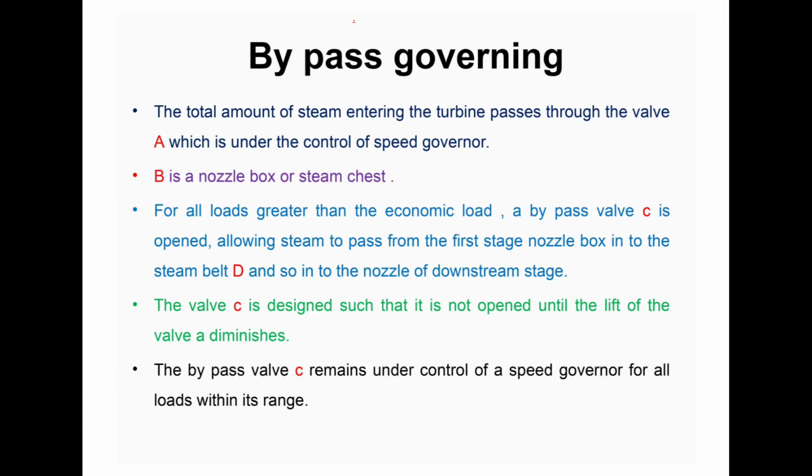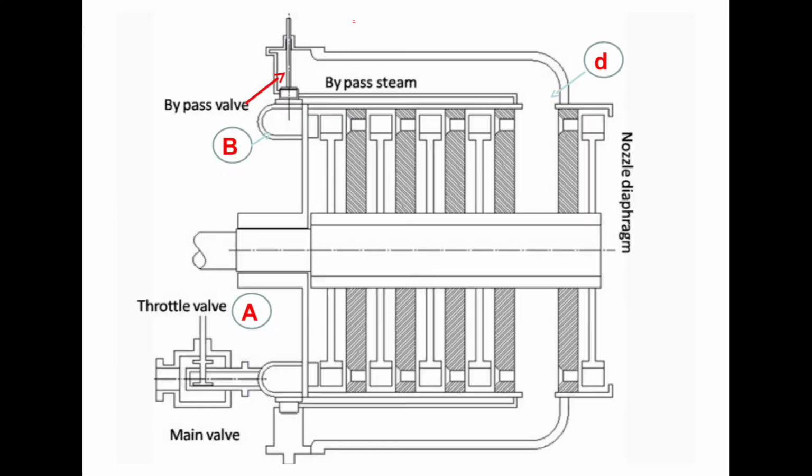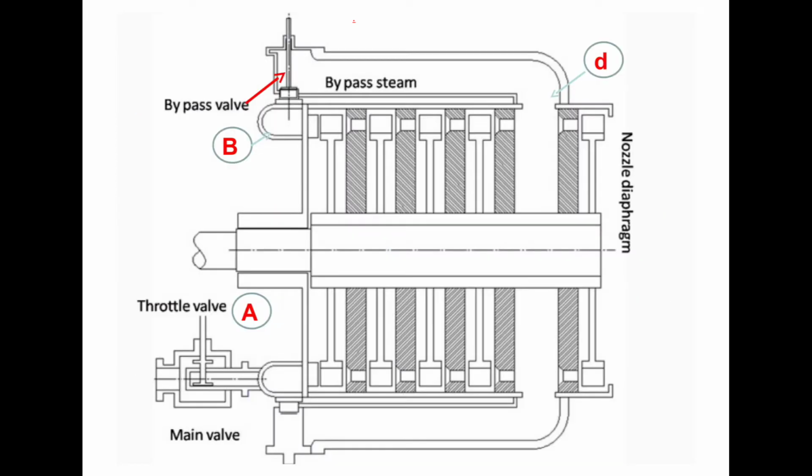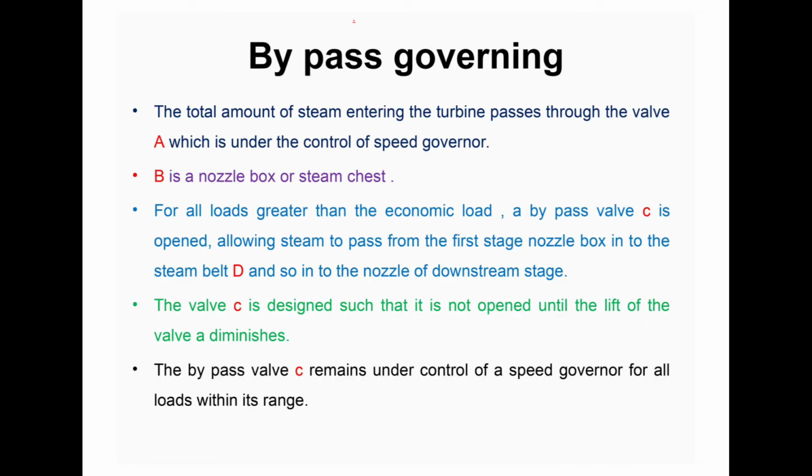In bypass governing, the total amount of steam entering the turbine passes through the valve A, which is under the control of the speed governor. The throttling valve is represented as A and the bypass valve is represented as B. The B is the nozzle box or steam chest. Here the B is represented as steam chest.